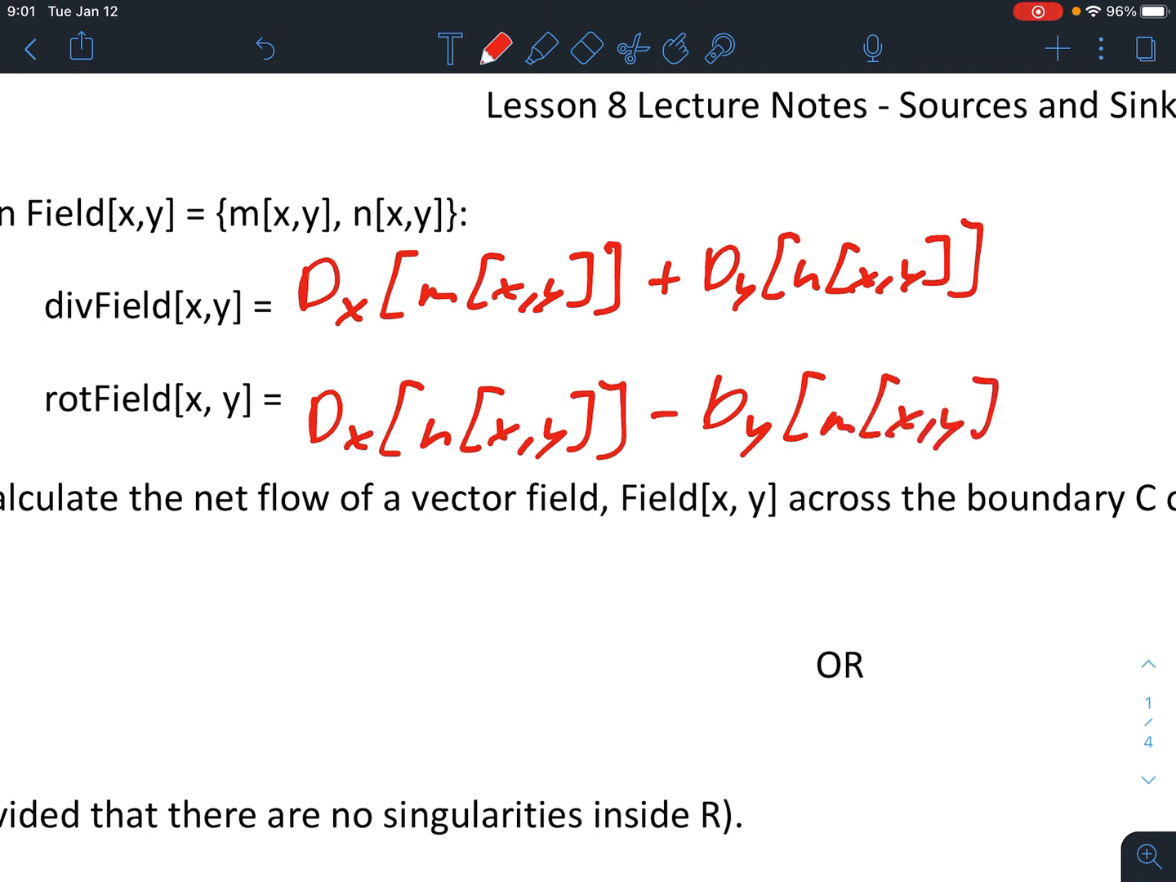So obviously, in the first one, you could switch them. You have 2 plus 3 equals 3 plus 2. But the second one, you cannot switch. Okay, the derivative with respect to x of N has to come first.